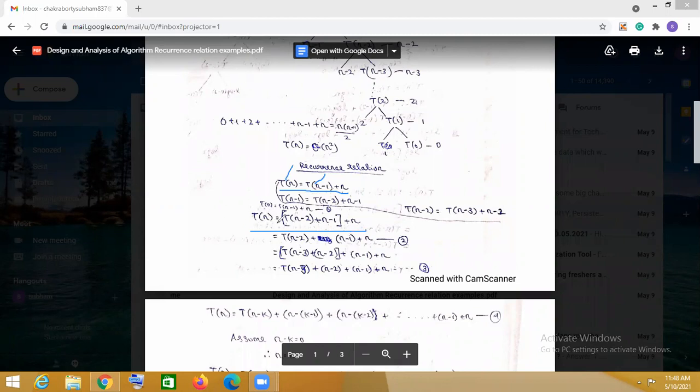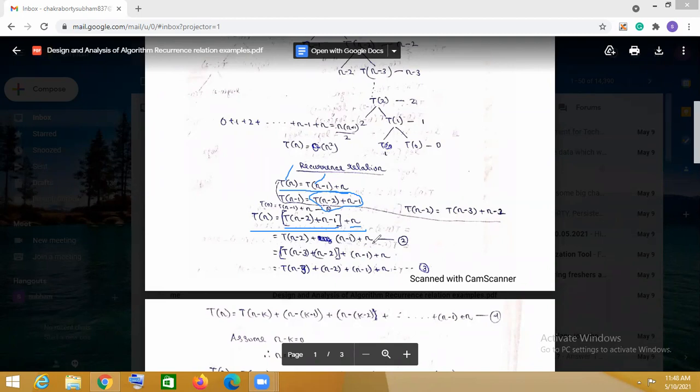In place of Tn minus 1, we put the value which we got after solving, Tn minus 2 plus n minus 1. Then we add plus n. So it becomes Tn minus 2 plus n minus 1 plus n.